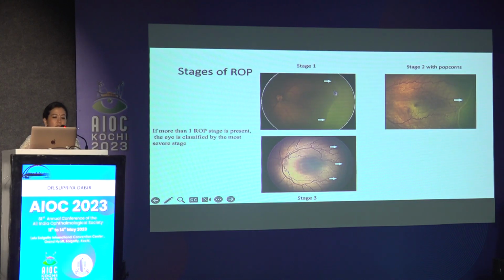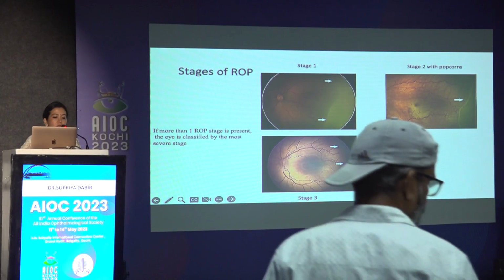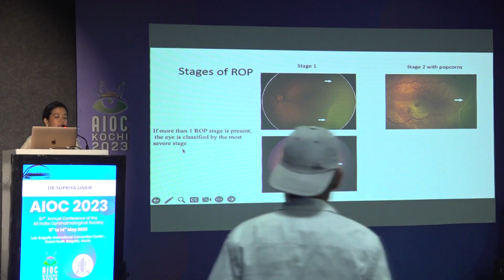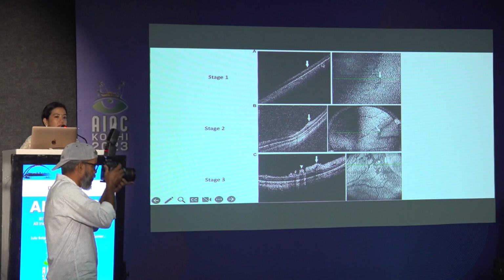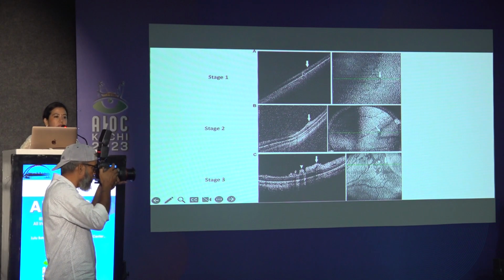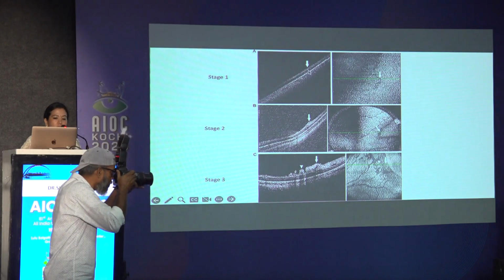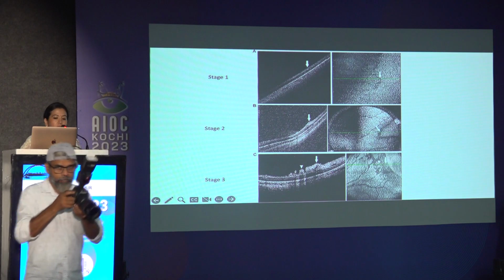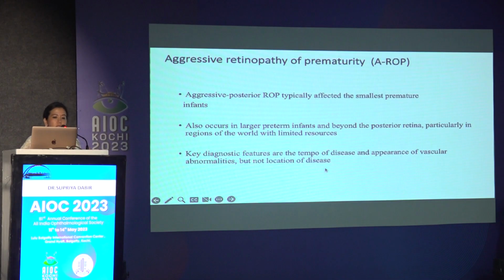Then the stages of ROP, as we all know: demarcation line, the ridge with plus or minus popcorns, or the vascularized ridge. So if there's more than one stage, the eye is classified by the most severe stage. Now, OCT has also helped us realize how these ridges are visible, and if there's a little confusion between stage 2 and stage 3, OCT clarifies that for us. Here you can see the demarcation line in this stage, still an intraretinal lesion, and now you can see extraretinal vascularization here in this OCT.